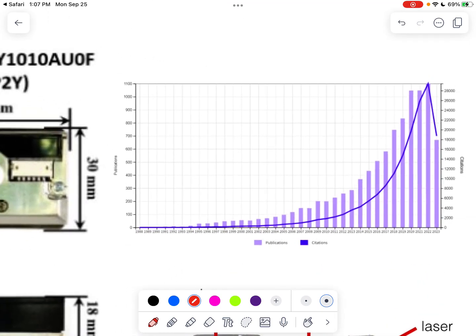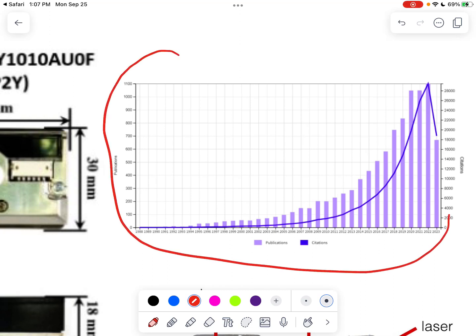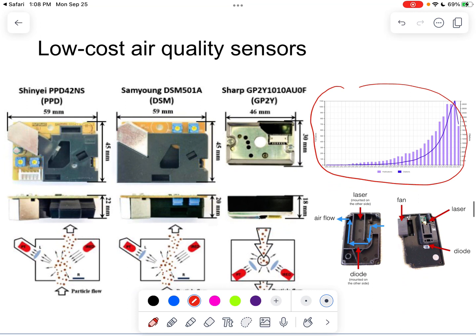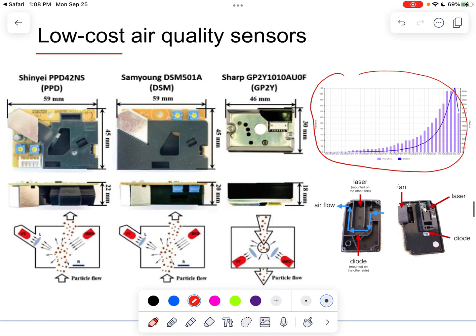So here I'm showing the published articles that are related to low-cost air quality sensors. I just used low-cost air quality sensor as a keyword, and you can see over, let's say, the past 20 years or the past 10 years, there has been an exponential increase of the publications in this area, right? So low-cost air quality sensors have the advantage. First, a very important one is low cost, right?